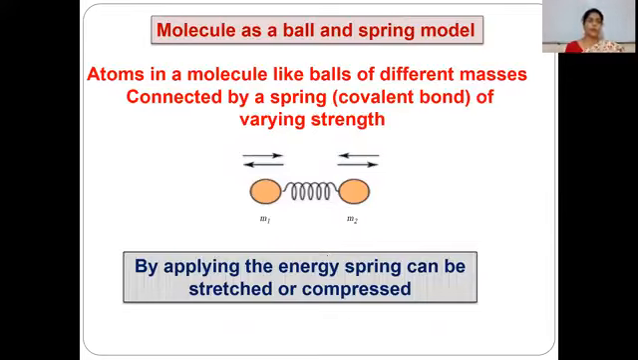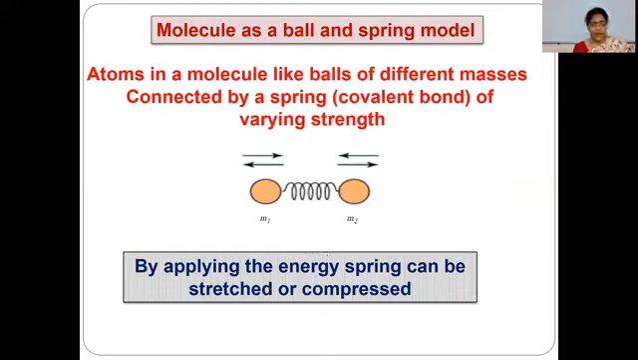Molecule as a whole, considered as a ball and spring model. A simple covalent molecule is similar to the ball and spring model. What is the ball and spring model? In the ball and spring model, balls of different masses are connected by springs of different strengths. It is similar to the molecule. A spring is similar to the covalent bond, and this covalent bond connects the atoms, which are like the balls.